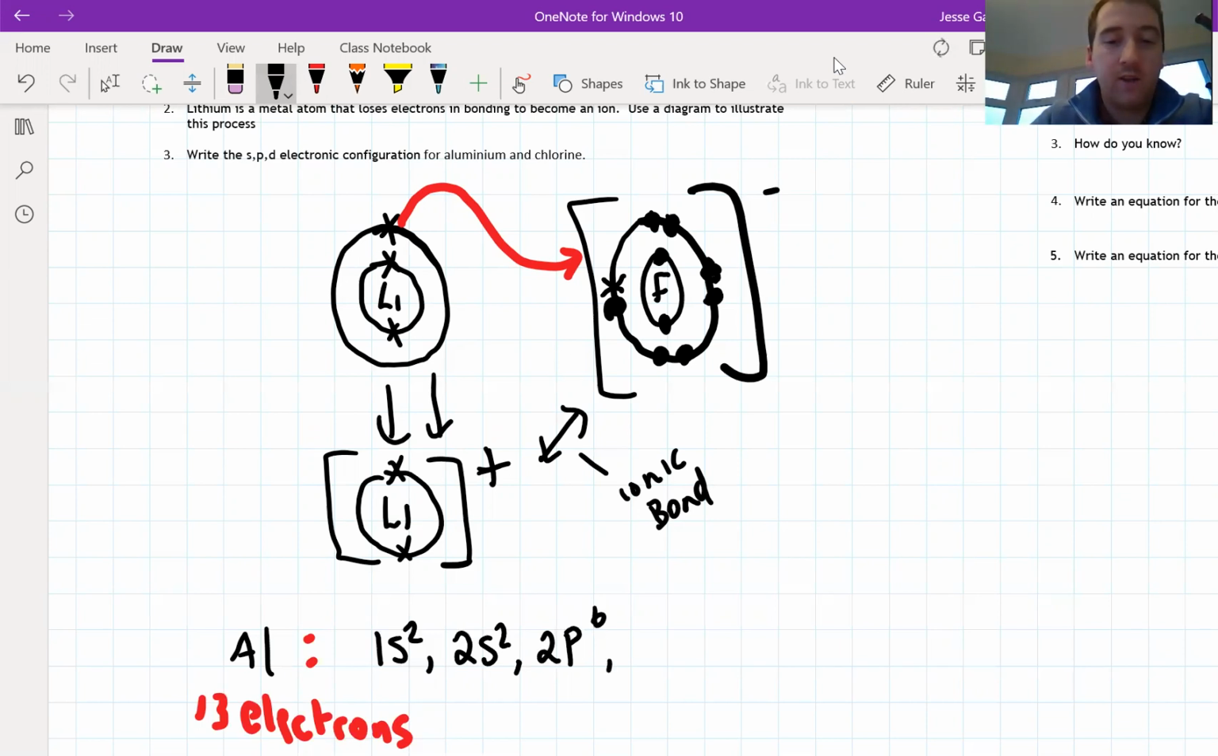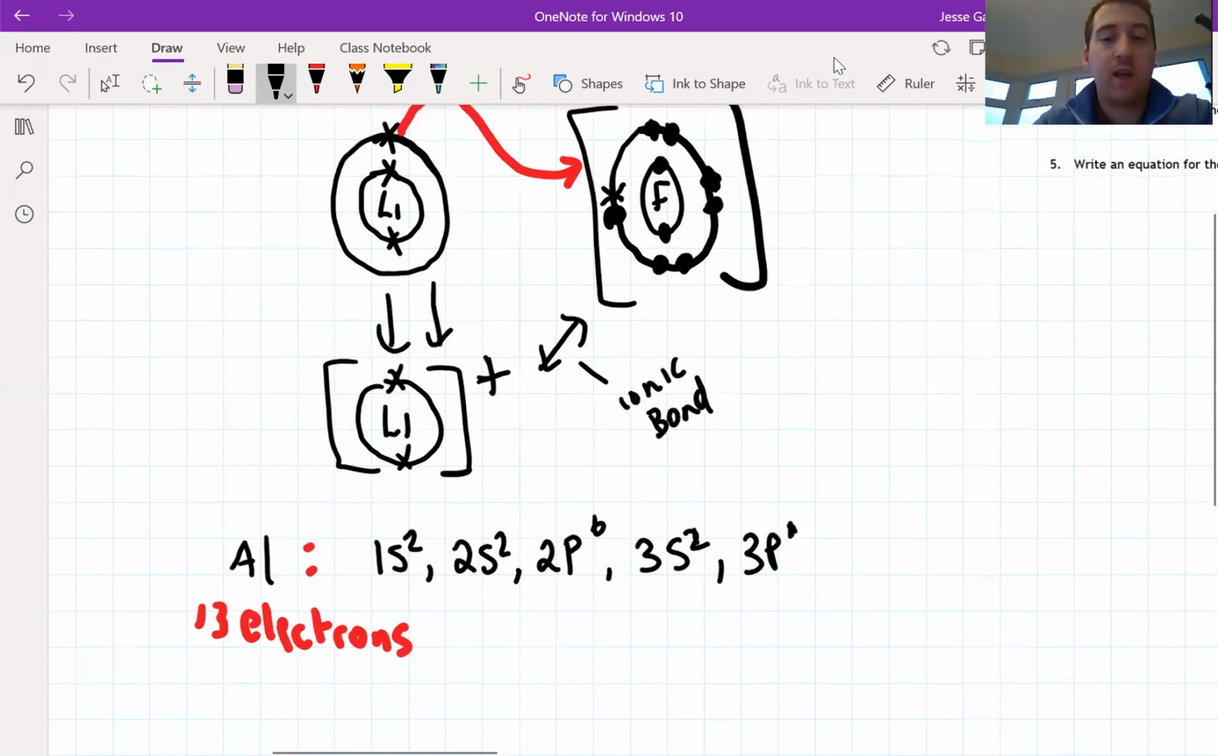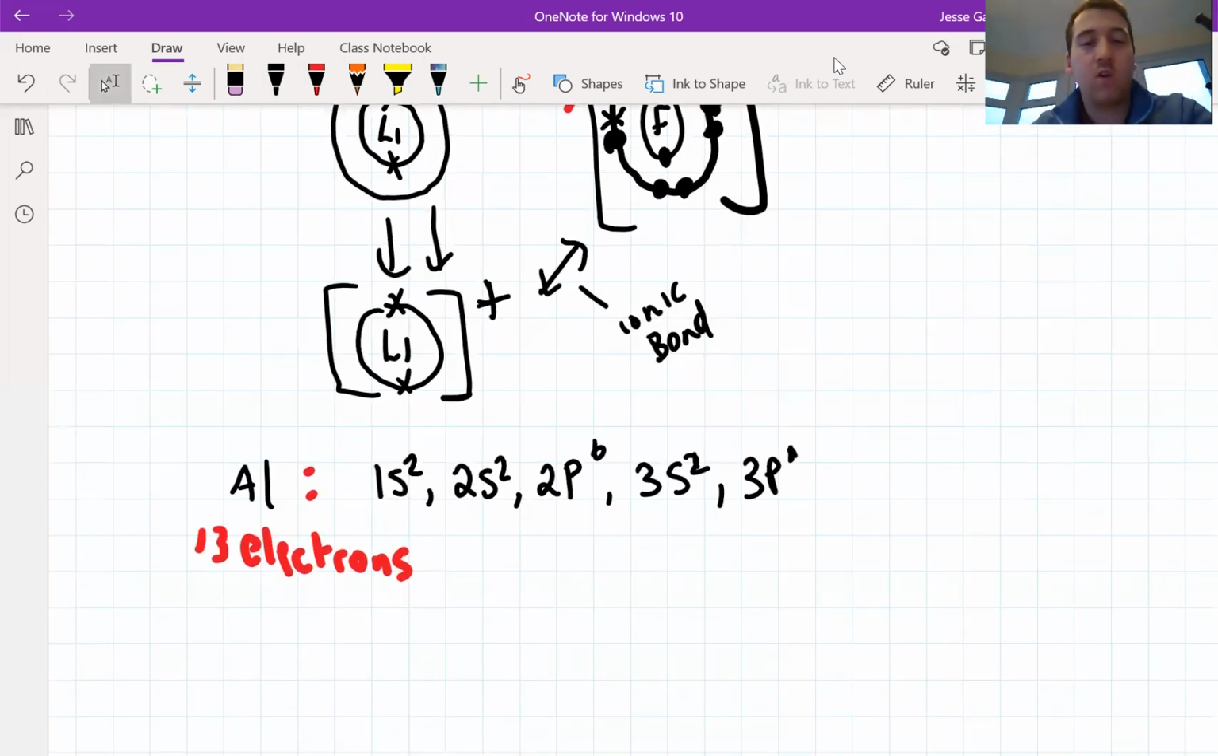So they will go into the third energy level, 3s2 and 3p1. So that would be aluminium. So that's what you should have written: 1s2, 2s2, 2p6, 3s2, 3p1. Well done if you did that.